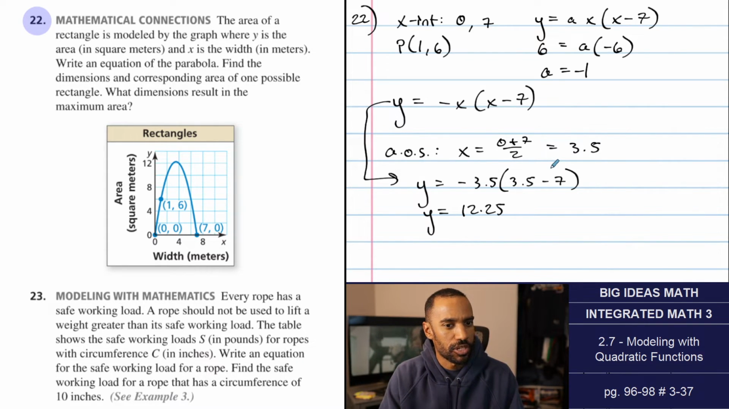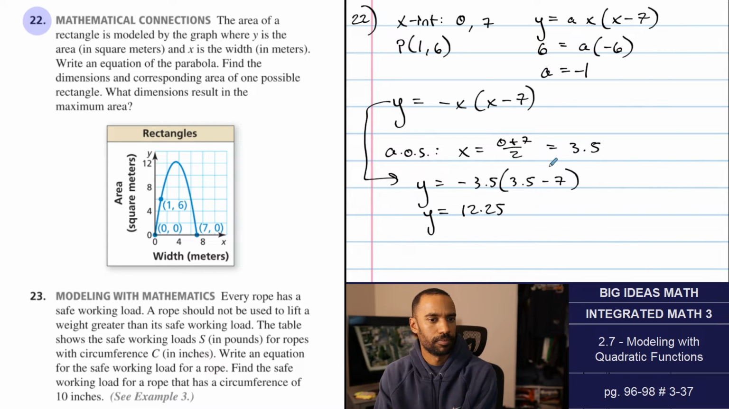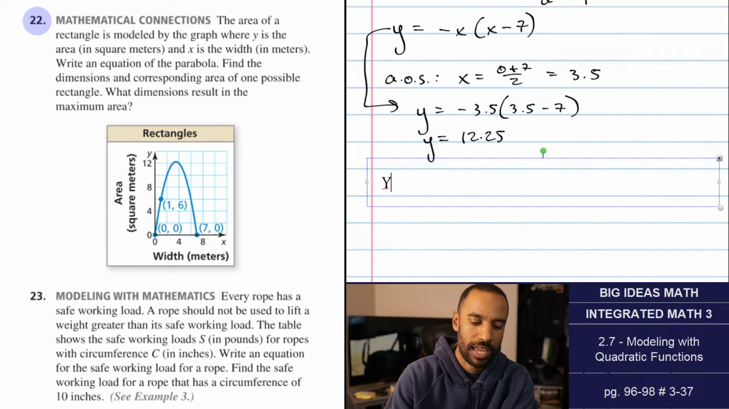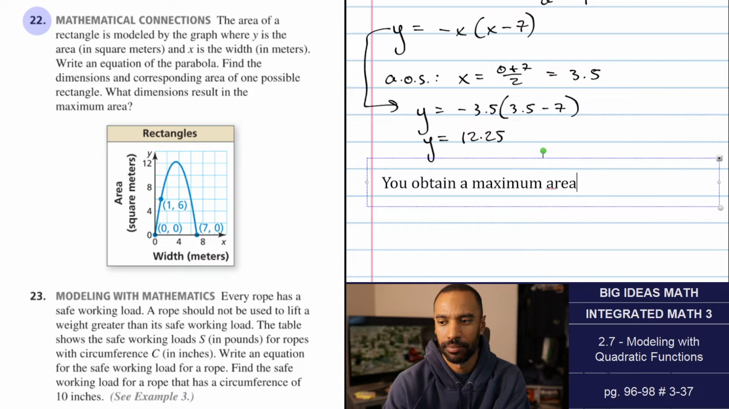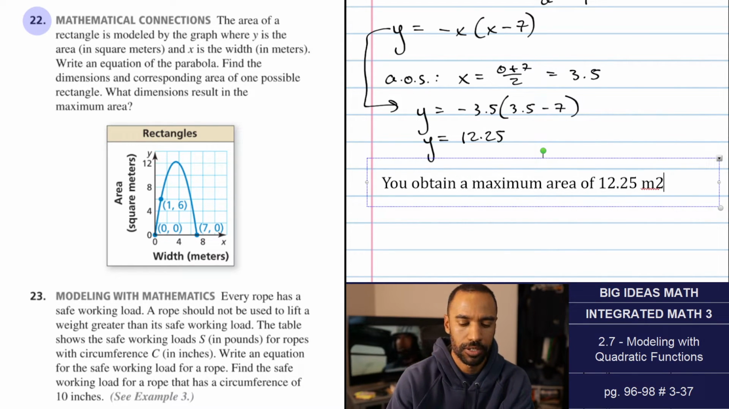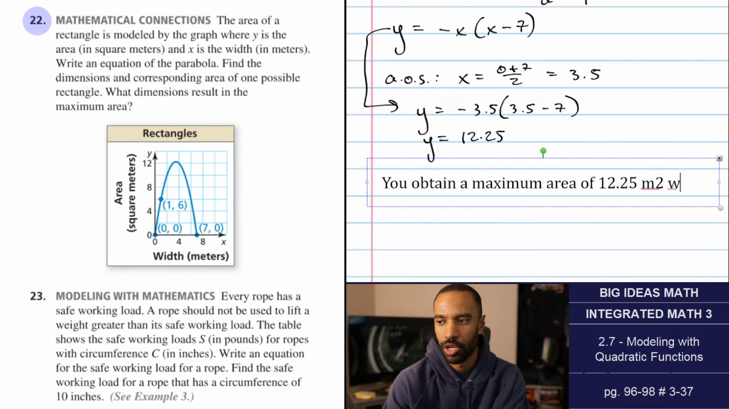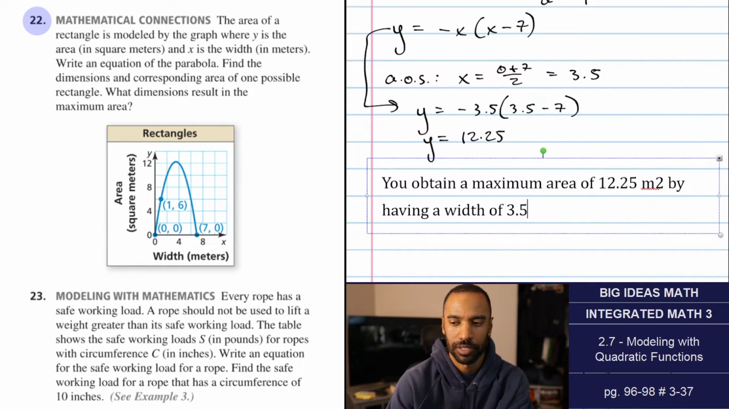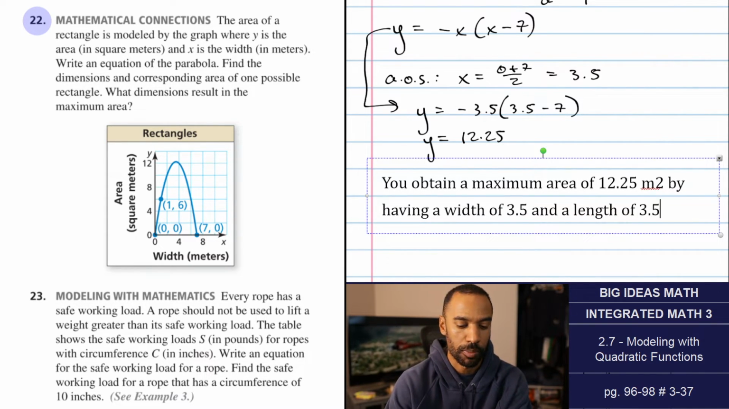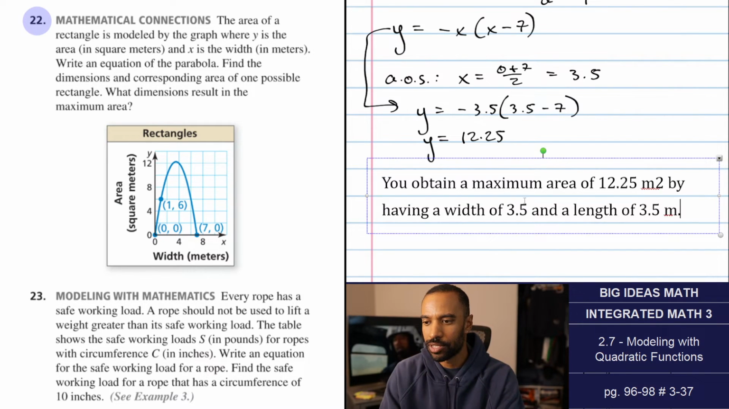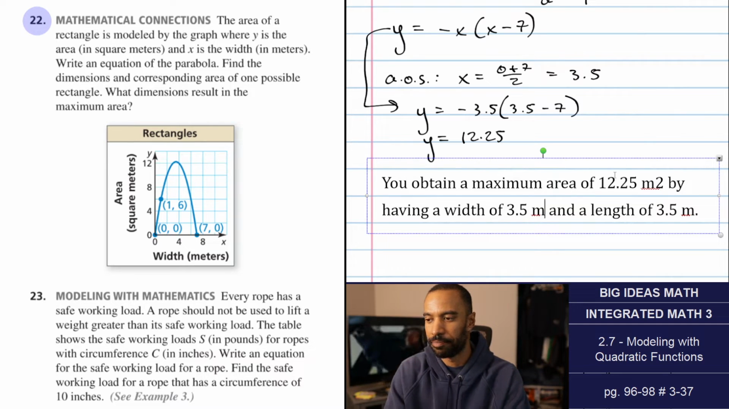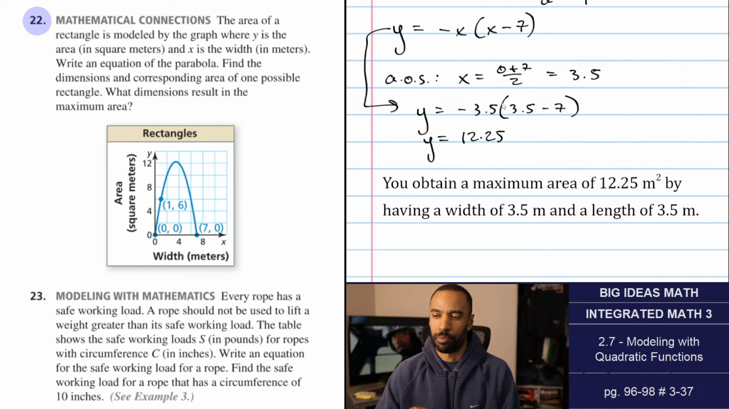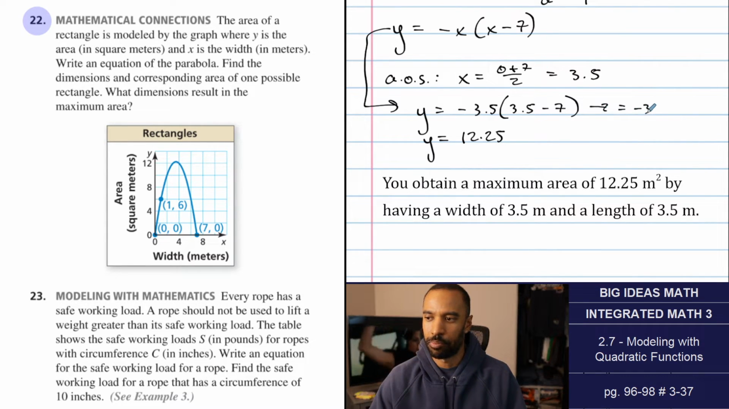So let's see. Find the dimensions and corresponding area of one possible rectangle. What dimensions result in maximum area? So for us, you obtain a maximum area of 12.25 square meters, by having a width of 3.5 meters and a length of, guess what, that would also be 3.5 meters. I'm not sure if you noticed, because I didn't simplify it, but 3.5 minus 7 is negative 3.5. So right here, this would have been negative 3.5 times negative 3.5.